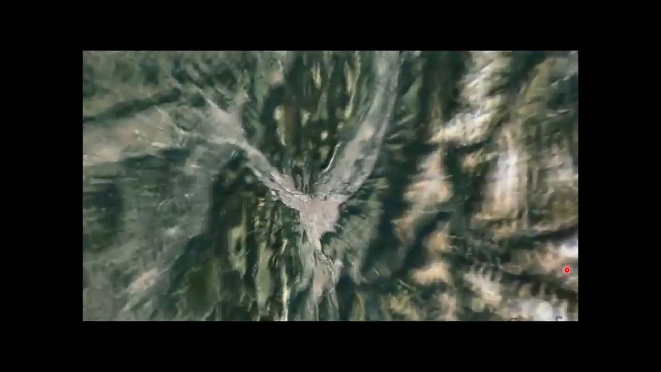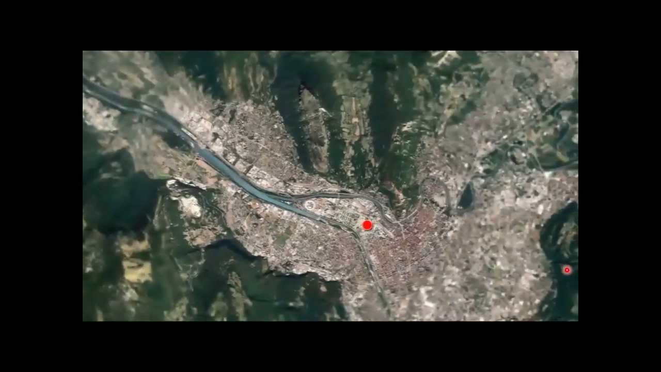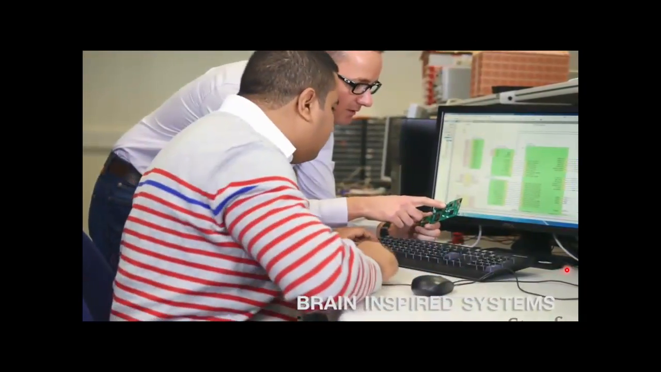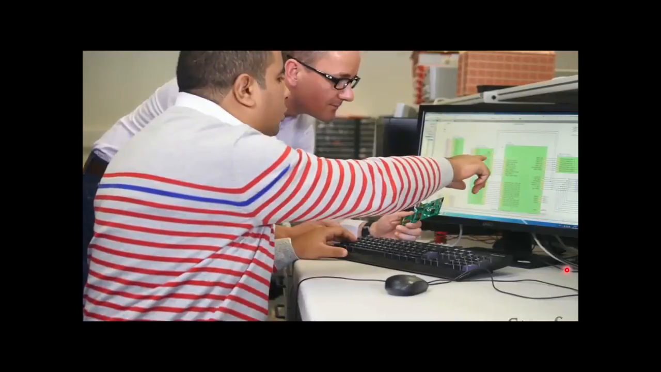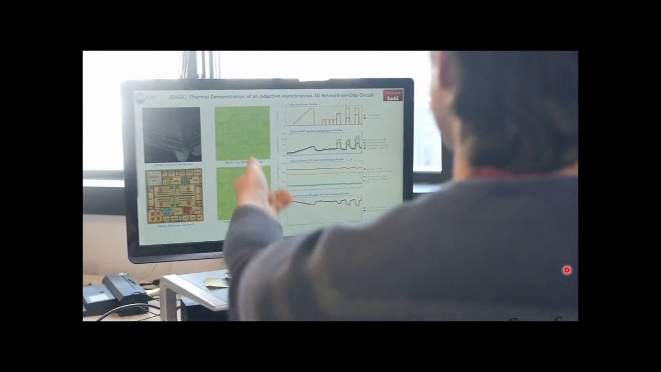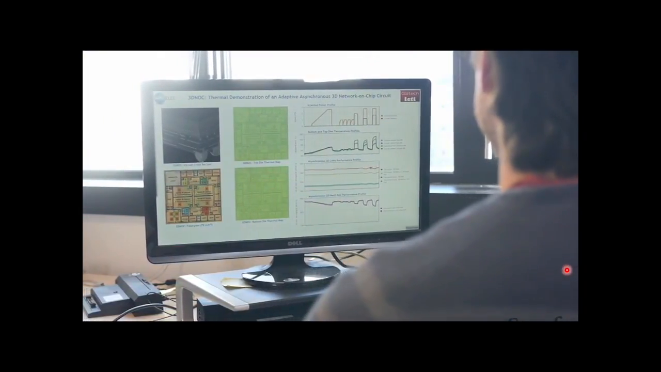Institute located in Grenoble, France. Inspired by the human brain, whose computing efficiency and low power performance still remain unmatched, Leti is developing novel neuromorphic systems using optimized emerging CMOS technologies.